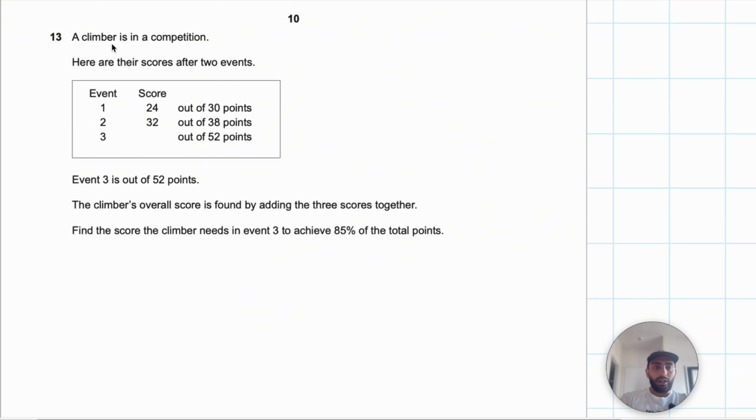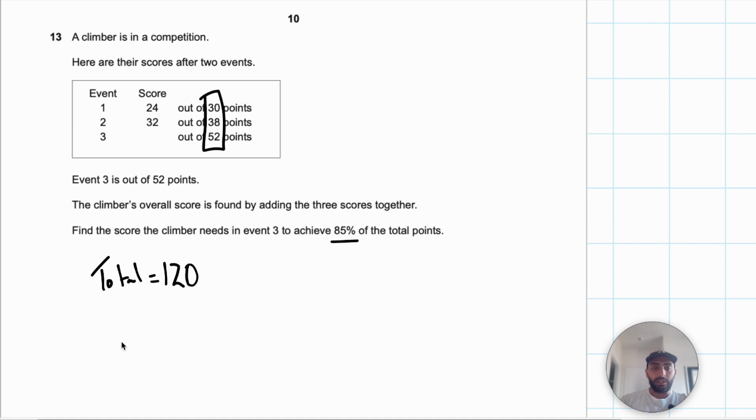Question 13. A climber is in a competition. Here are their scores after 2 events. Event 3 is out of 52 points. The climber's overall score is found by adding the 3 scores together. Find the score the climber needs in event 3 to achieve 85% of the total points. Let us figure out the total amount of points. So 30 add 38 add 52. 30 add 50 is 80, 88, 90, 90 add 30 is 120. So total is 120. We need to find 85% of that.